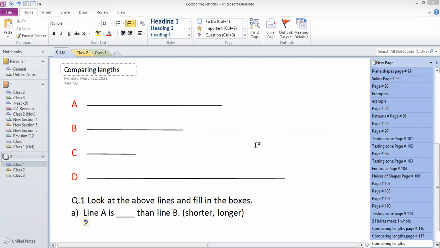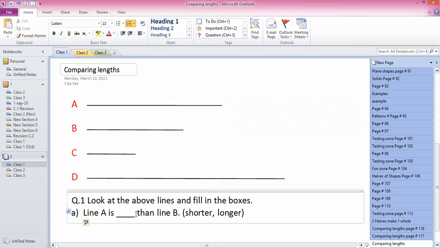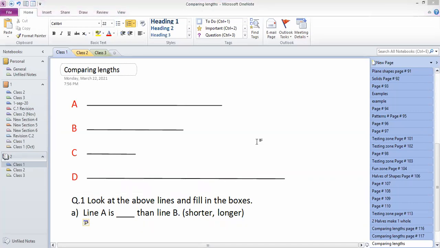Yahya Yusuf. Line A is dash than line B. Shorter or longer? Longer. Okay. Wali Ahmed. Line A is dash than line B. Shorter or longer? Longer. That's very good.